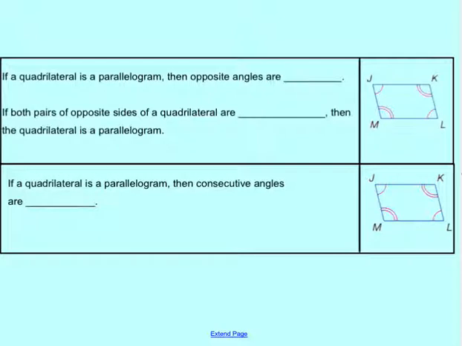Take a look at the next property. If a quadrilateral is a parallelogram, then opposite angles are also congruent. So notice these two angles are going to be congruent to each other. You can tell by the little arcs. And same here, because there's the same amount of arcs. Likewise, it works in opposition. If both pairs of opposite angles in the quadrilateral are congruent, then the quadrilateral is a parallelogram. So it works the opposite way as well.